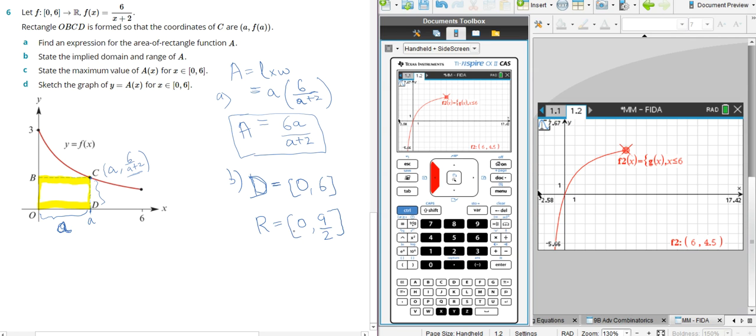State the maximum value of A of x. Now that answer is also with us. The maximum value is 9/2 units squared. And sketch the graph while the graph is right there in front of us. All you have to do with the sketching is make sure that you don't take it to the negative side. Just sketch from 0 to the maximum point. Hopefully that explains this question.